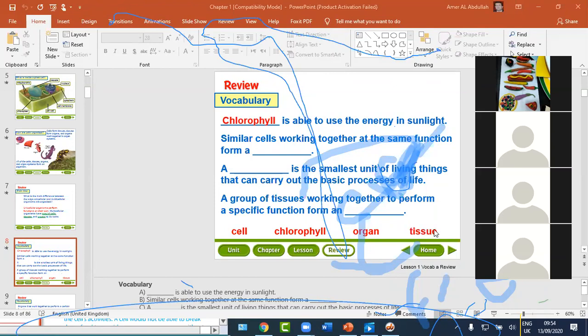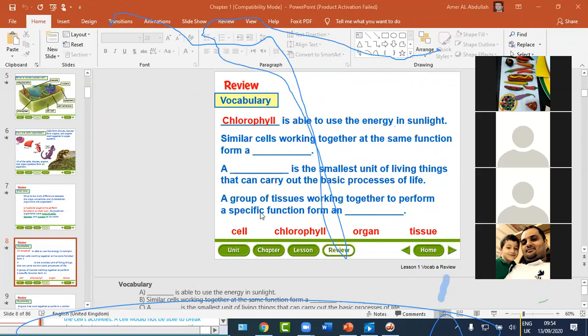Now, I will choose Laith. A group of tissues working together to perform a function form an organ. Excellent. Now, do you have any questions, my sons? No, thank you. Okay.